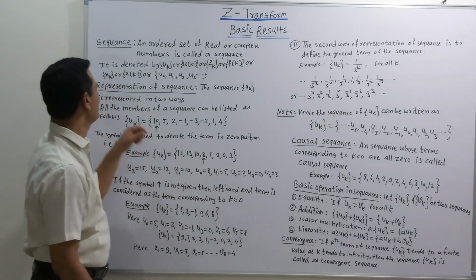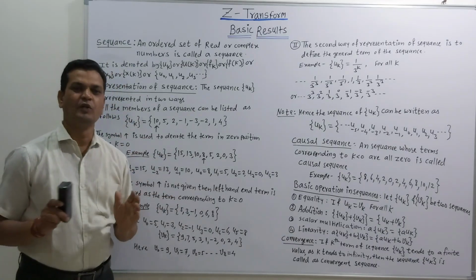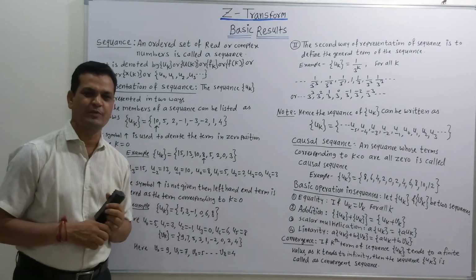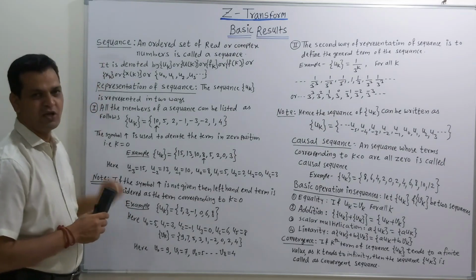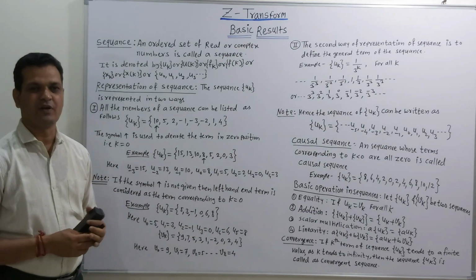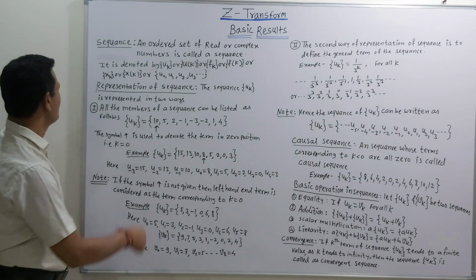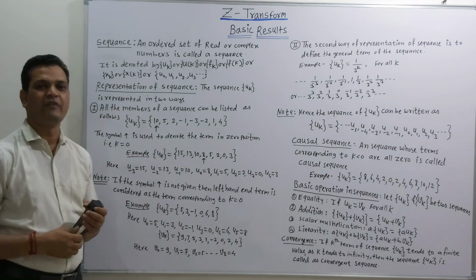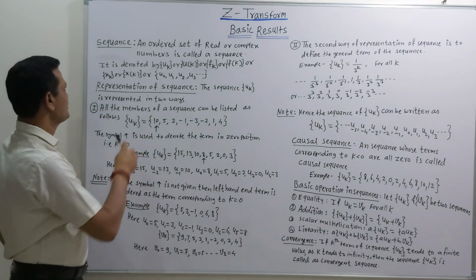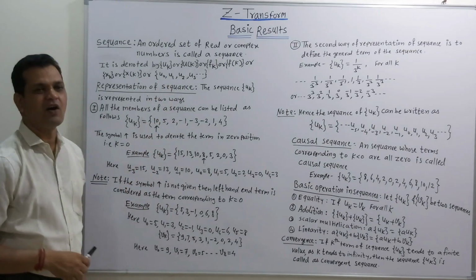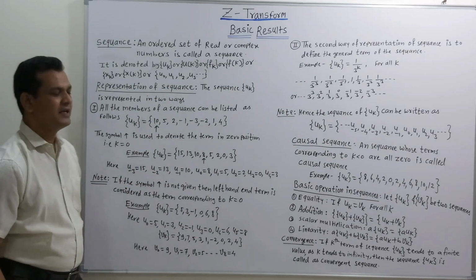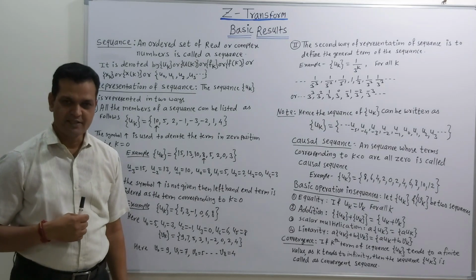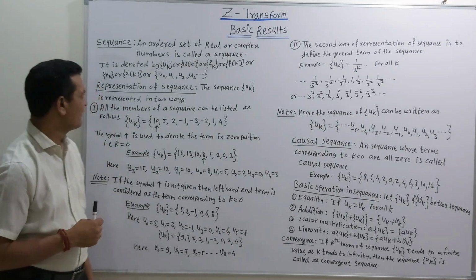Now friends, let's start with the first result. In this whole Z transformation, the concept of sequence is used, which is very important for learning the Z transformation. So friends, first try to learn the definition of sequence. An ordered set of real or complex numbers is called a sequence. This is a very simple definition of sequence.